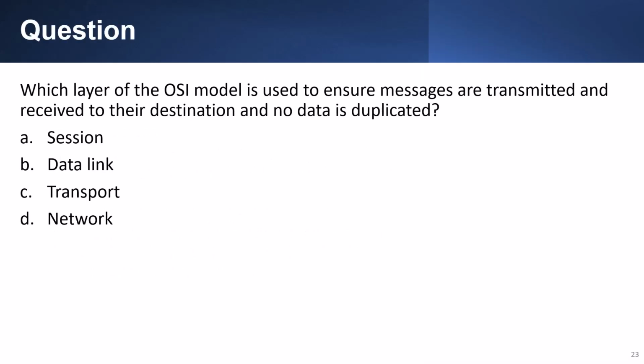Question: which layer of the OSI model is used to ensure messages are transmitted and received to their destination and no data is duplicated? Answer: transport.